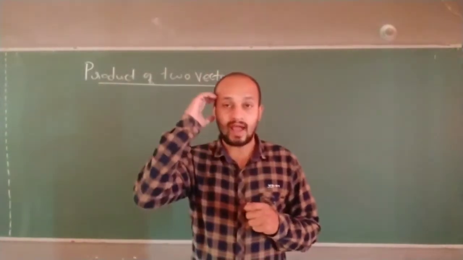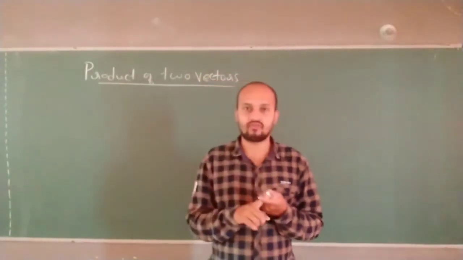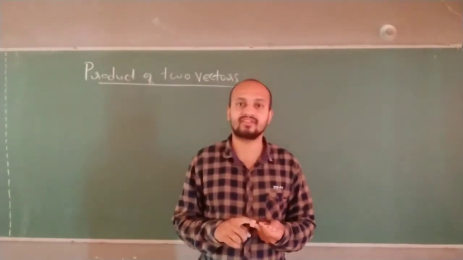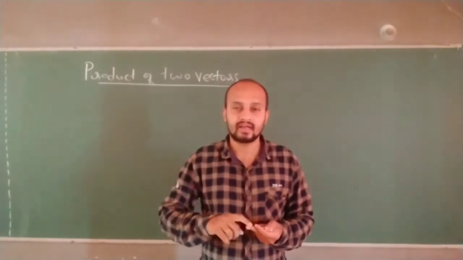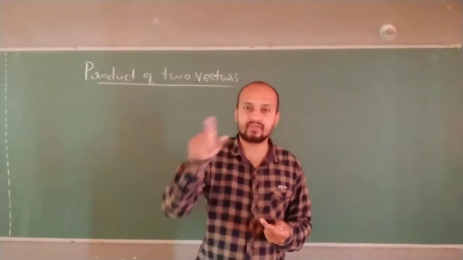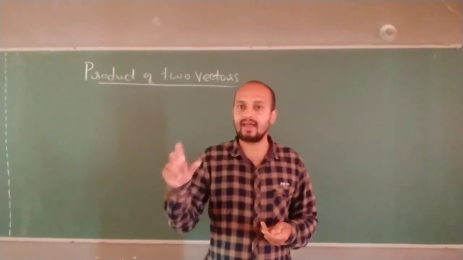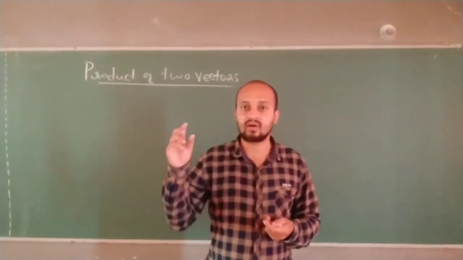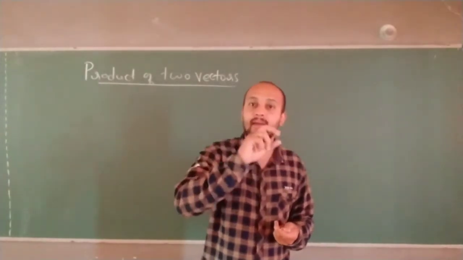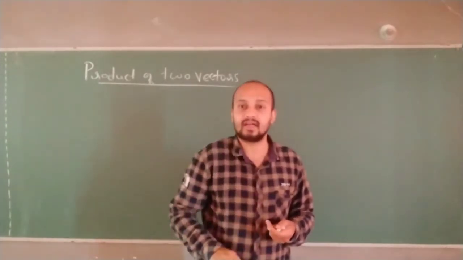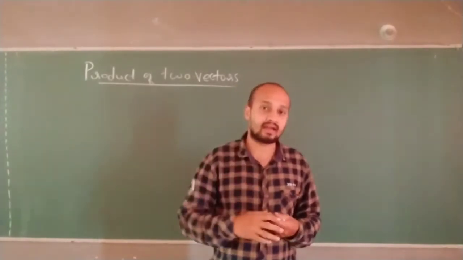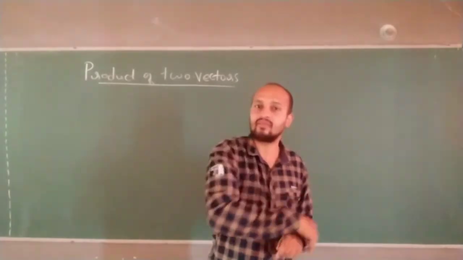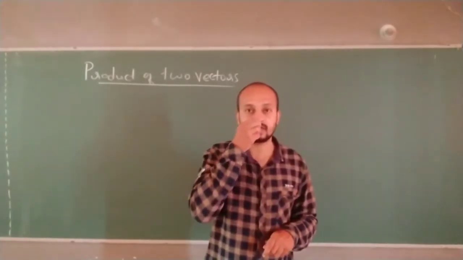Till now you have studied addition of vectors and scalar multiplication of vectors. What do you mean by scalar multiplication of vectors? It means that you will multiply one vector with a scalar quantity. If you multiply one vector with a scalar quantity, that scalar quantity is multiplied to the magnitude of the vector. That is scalar multiplication of a vector: when you multiply a scalar quantity to a vector quantity. This part also you have studied.